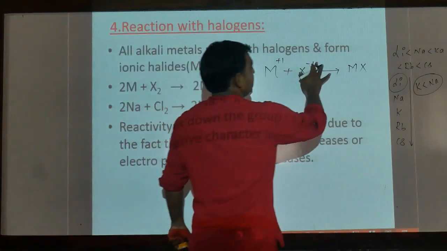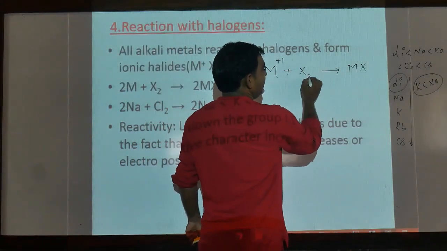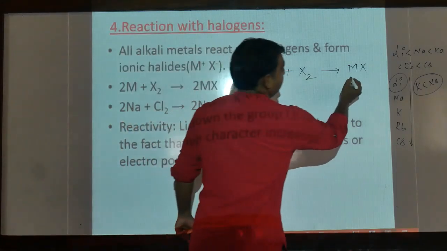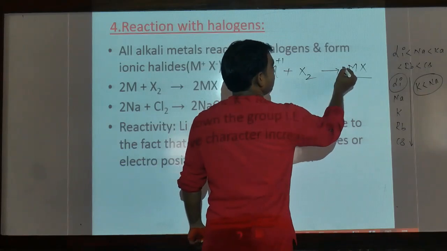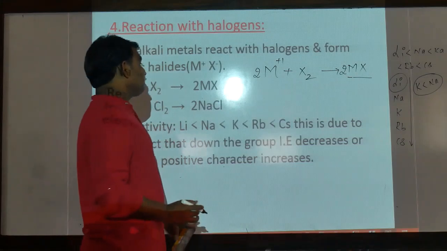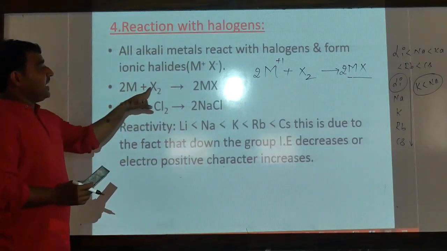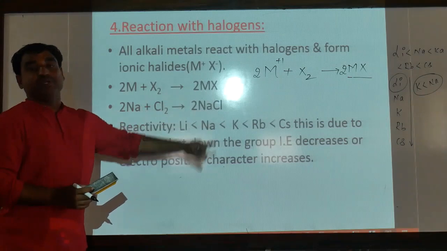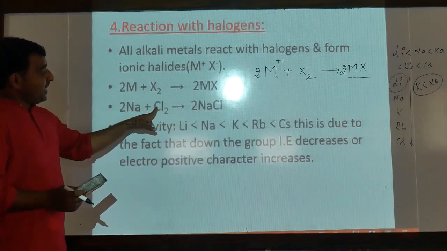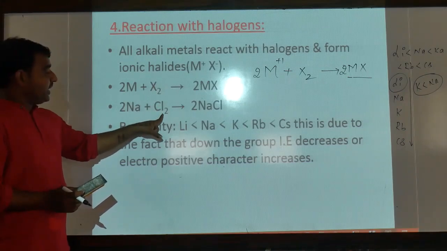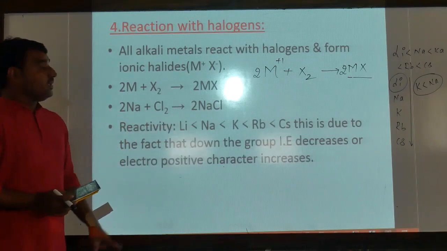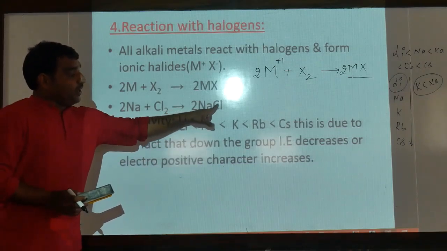This halogen exists in X2 form. The charge of the halogen will be 0 here, and metal halides will be formed. 2 halogens are there, so we have to multiply with 2 here. That is written here: metal reacts with X2, metal halides will be formed. You can take any metal as an example. We have taken sodium. Sodium reacts with chlorine, and sodium chloride, an ionic compound, is formed.